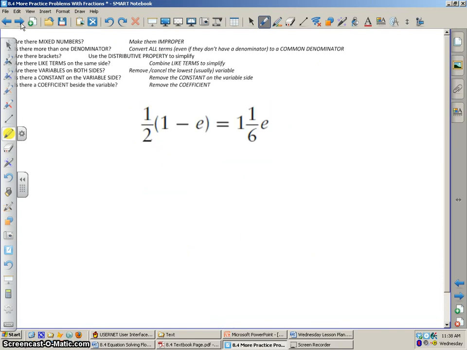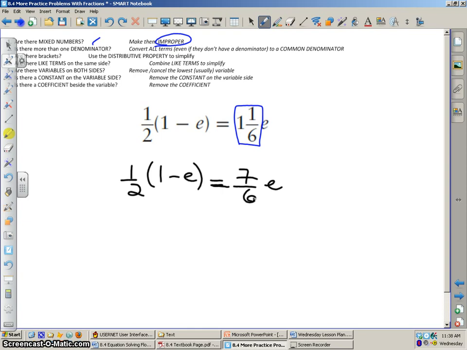Oh, that looks nasty. Now, right out of the gate, we have a mixed number. First thing, is there a mixed number? Let's change it. So we'll do that right away. So that gives us 7 over 6e. And maybe I'll just leave the rest for now. Try not to do too much at once, guys.